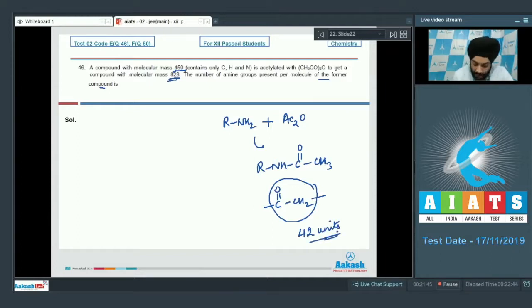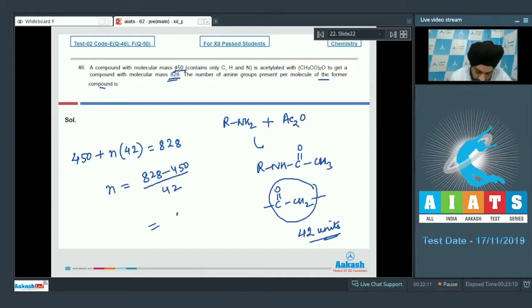Okay, so if we talk about the given amine, its molecular mass was 450. If we assume that there are n number of amine groups, so 450 plus n into 42 should be equal to 828. So this is the conservation of mass. The value of n is going to be 828 minus 450 upon 42, which on simplification gives us a value equal to 9. So the number of amine groups present per molecule of the former compound is equal to 9. For this question we have to mark the correct answer as 09. Let us look at the next question now.